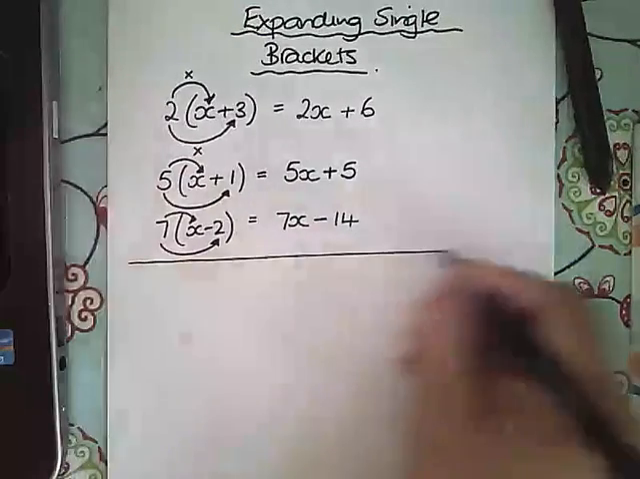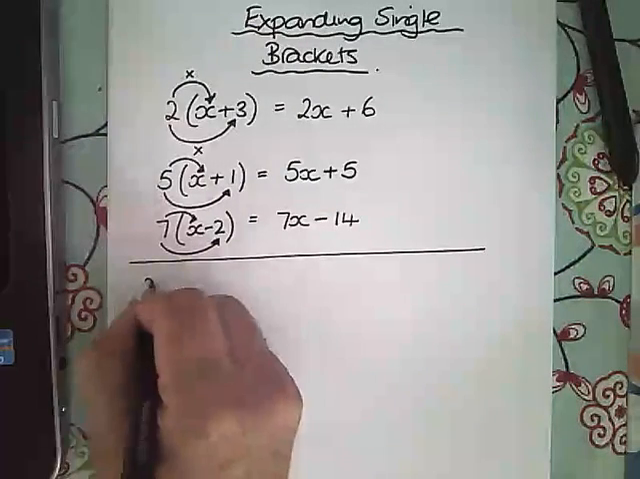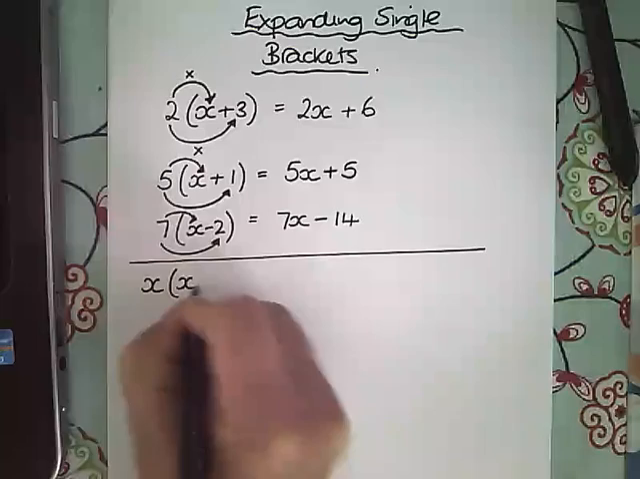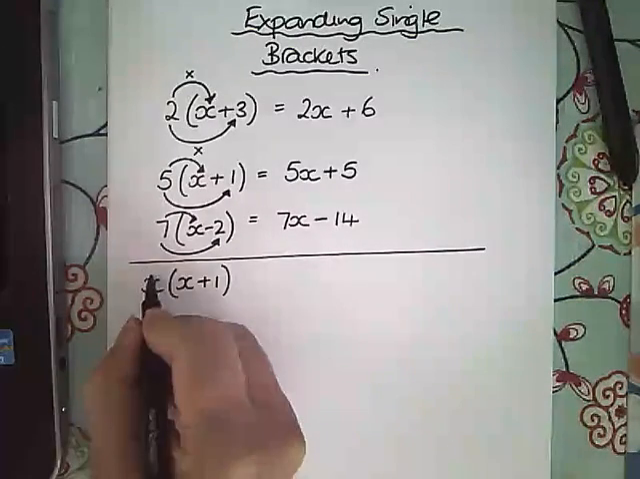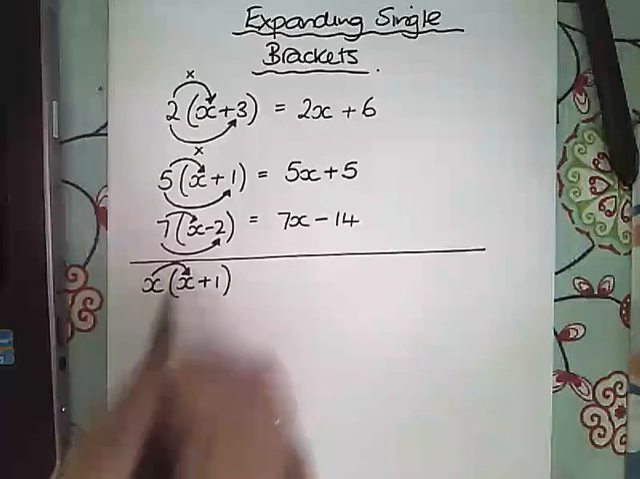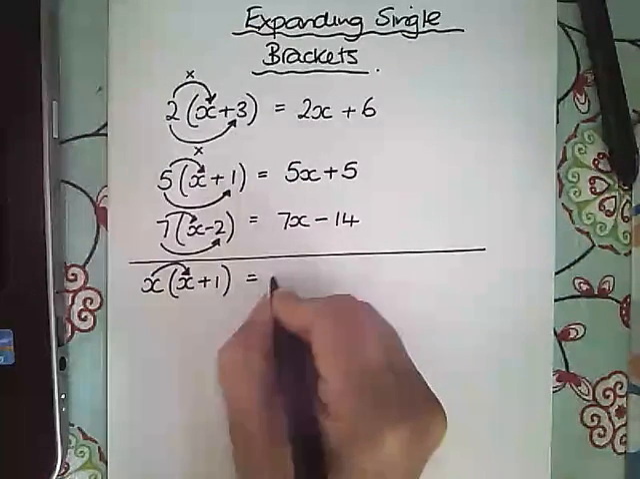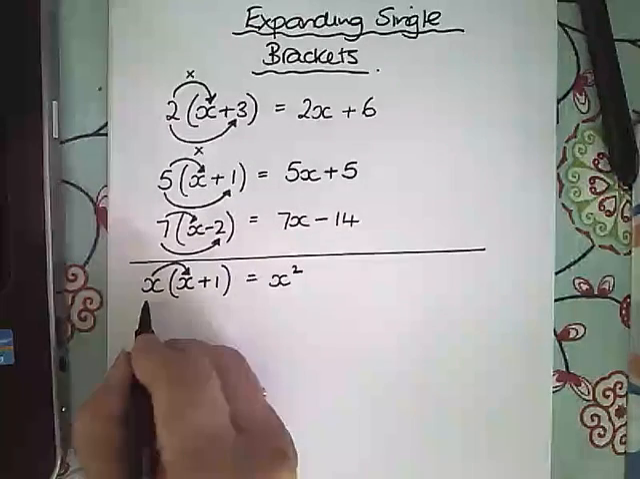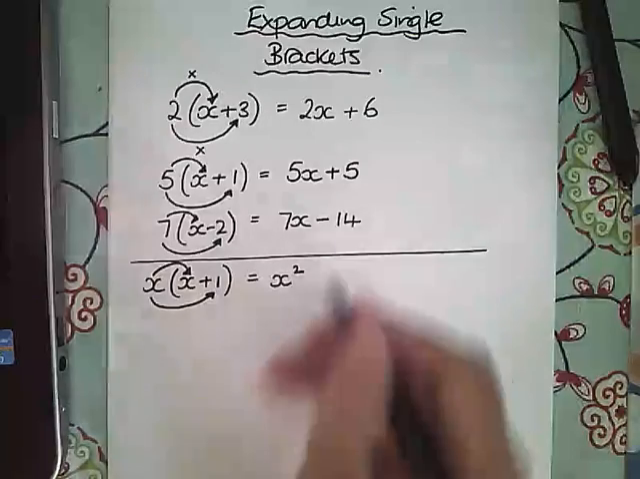Sometimes it gets a little bit more complicated if you have an x on the outside of a bracket, but you follow the same rules. X times x, when we times a number together or a letter together, it becomes x squared. And then x times 1 is just 1x, or x on its own.